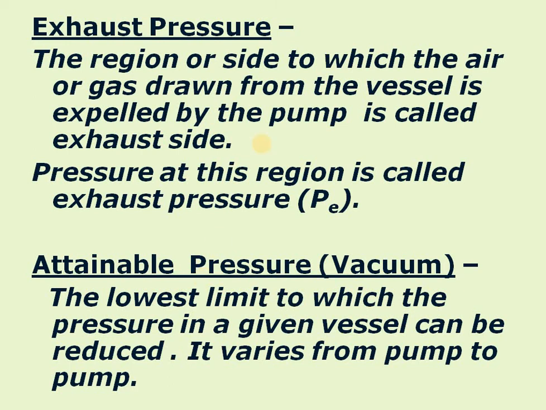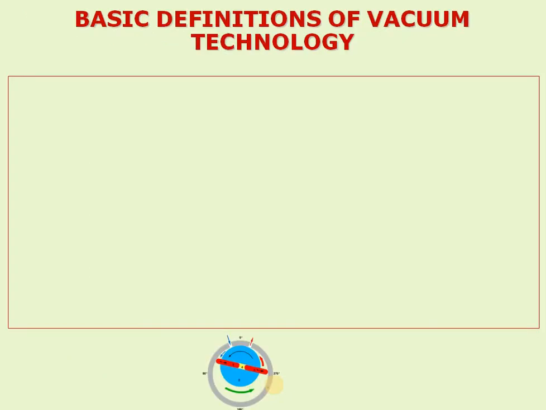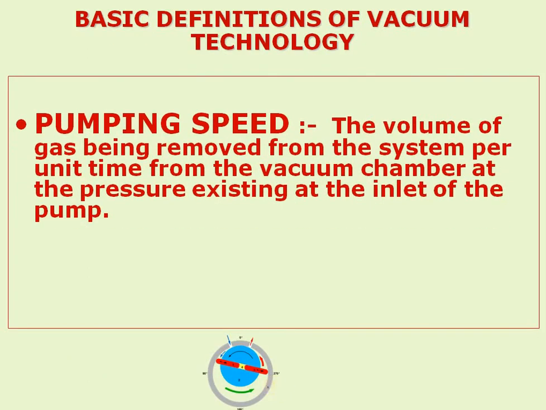It is the lowest limit to which the pressure in a given vessel can be reduced by the pump. Okay, so it actually shows the ability of a pump. It varies from pump to pump. So that's a very simple idea. And here is another important term that is called the pumping speed of a pump. Pumping speed is one of the criteria or parameters by which a pump is usually classified. Some may have high speed, some may have moderate speed, some may have low speed.